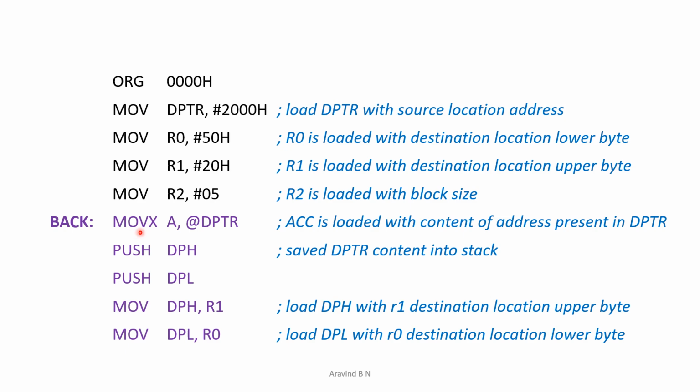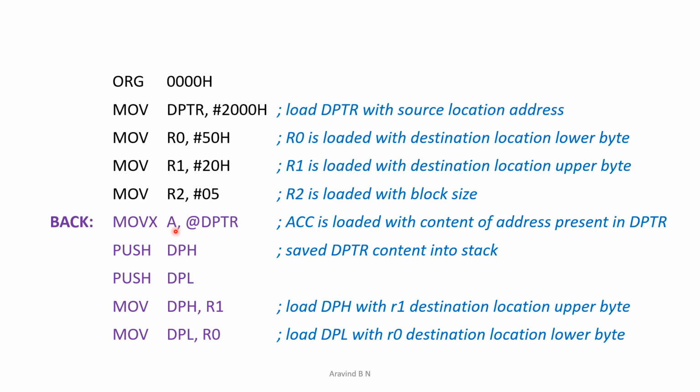Now, the instructions mentioned in this particular color are the looping operation, where repeated execution is going to happen. Now MOVX A, @DPTR. This X indicates we are using the external memory, so that's why MOVX is the instruction. So MOVX A, @DPTR: the value present in the memory location pointed to by the DPTR will be moved to the accumulator. Now DPTR is pointing to the memory location 2000H. So the value present in the memory location 2000H will be moved to the accumulator.